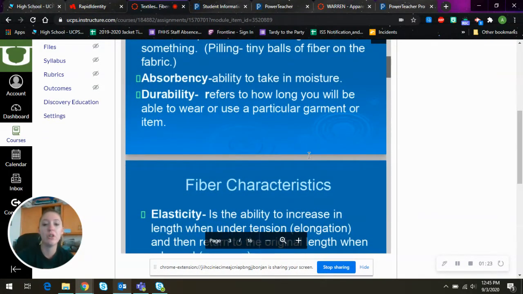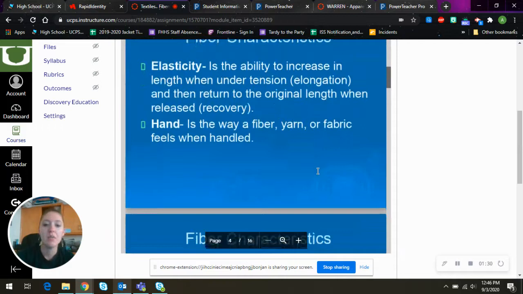Durability refers to how long you will be able to wear or use a particular garment for a certain amount of time. Elasticity is the ability to increase in length under tension. So when you stretch something, if I were to stretch this mask out, it's going to go back into its shape when I stop stretching it. Elastic does what elasticity is talking about. When you take elastic and you stretch it, it goes right back down into what it was. It recovers from that stretch, okay?